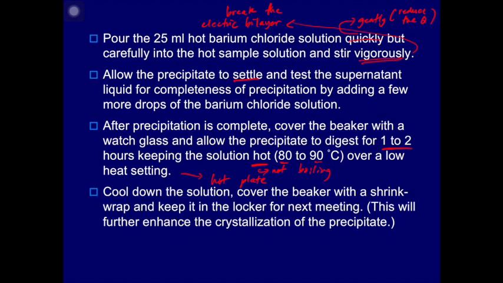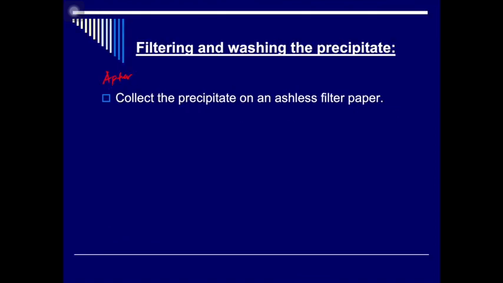You cool down the solution, cover the beaker with a shrink wrap, and keep it in the locker for the next meeting. This will further enhance the crystallization of your precipitate, meaning you have to wait for the next meeting to collect your precipitate altogether. On the next meeting, collect the precipitate on an ashless filter paper.